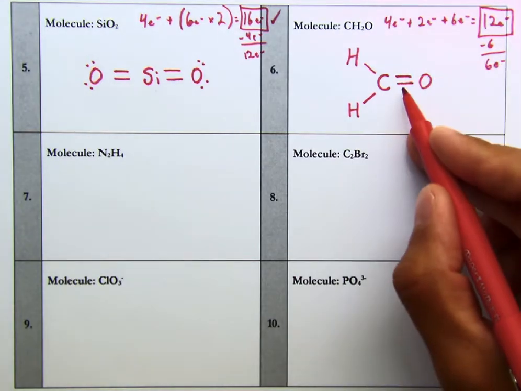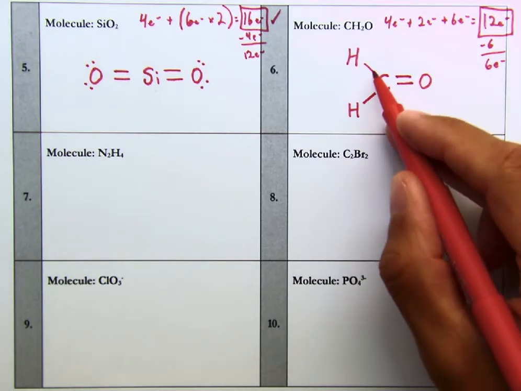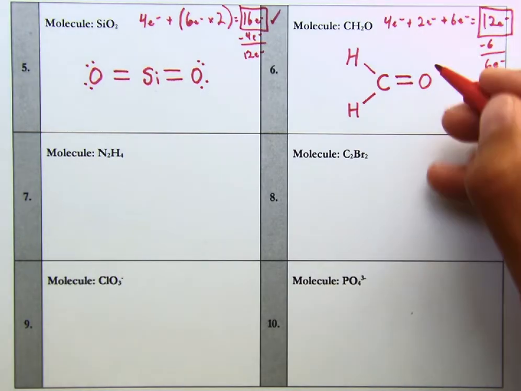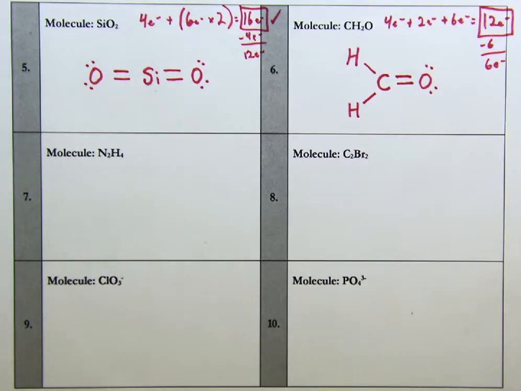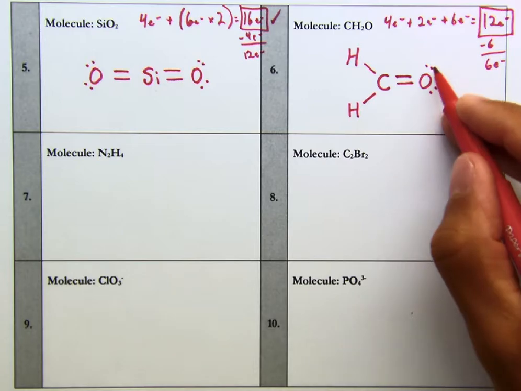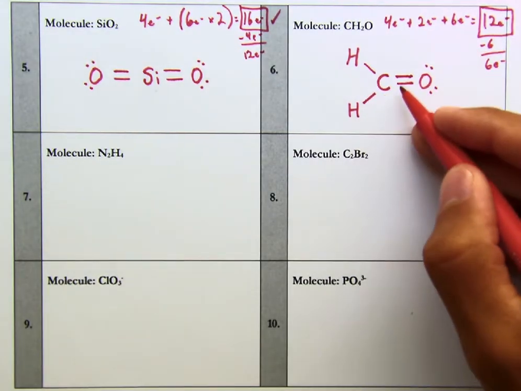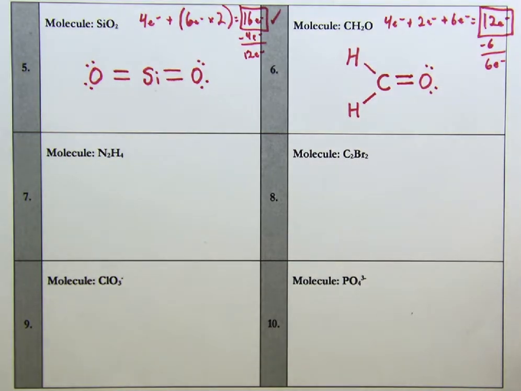Putting a double bond there makes it so that your hydrogens still have duets. Carbon now has 2, 4, 6, 8. And then you used up 2 of these. You place the remaining 4 on oxygen. So if you look at this Lewis structure, oxygen has 2, 4, 6, 8. Carbon has 2, 4, 6, 8. And the hydrogens each have 2. So all octets and duets are fulfilled.